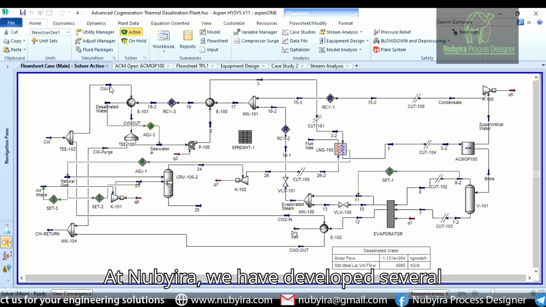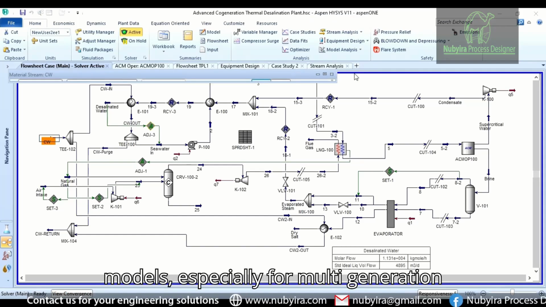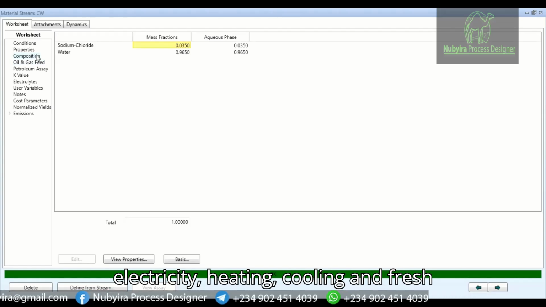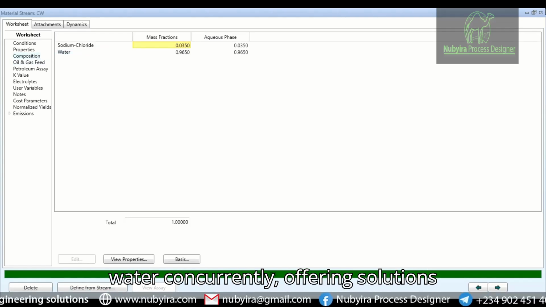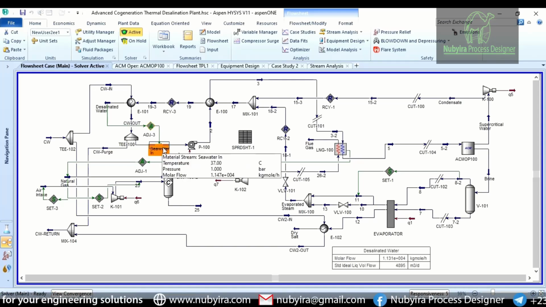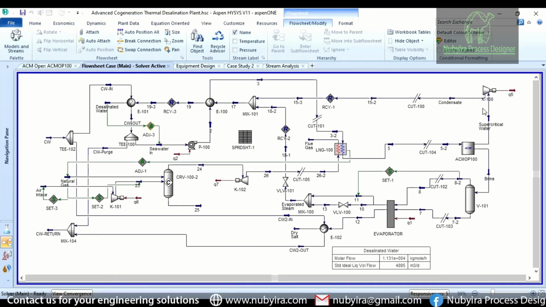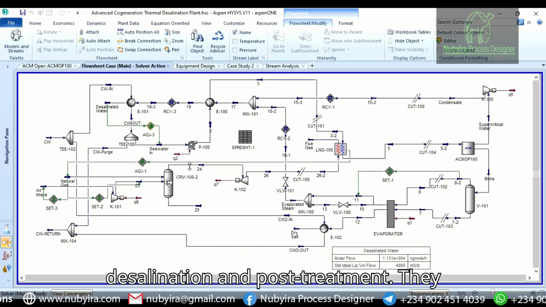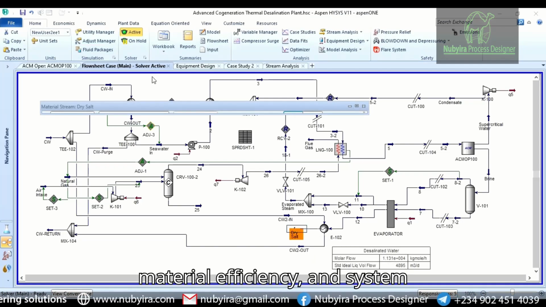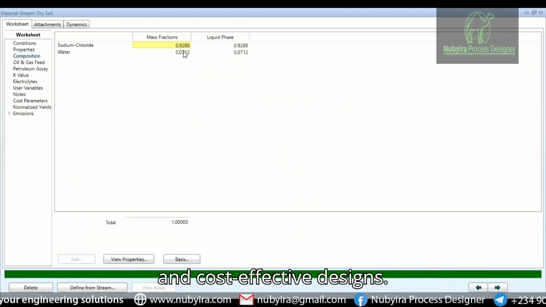At Nubira, we have developed several scalable and detailed desalination plant models, especially for multi-generation plant systems which can generate electricity, heating, cooling, and fresh water concurrently, offering solutions tailored to diverse local needs. These models simulate key processes, from water intake and pre-treatment to desalination and post-treatment. They provide insights into energy consumption, material efficiency, and system integration, enabling more sustainable and cost-effective designs.